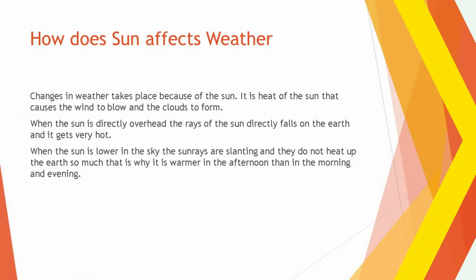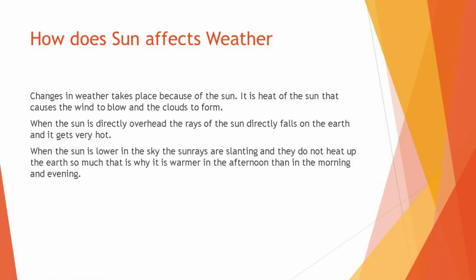So, changes in weather take place because of the sun. It is the heat of the sun that causes the wind to blow and the clouds to form. So, we all know due to the heat of the sun, clouds are formed. How? We will discuss it in the next slide of the video, that is water cycle.